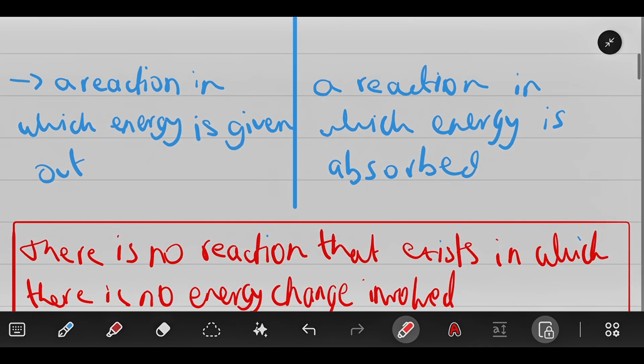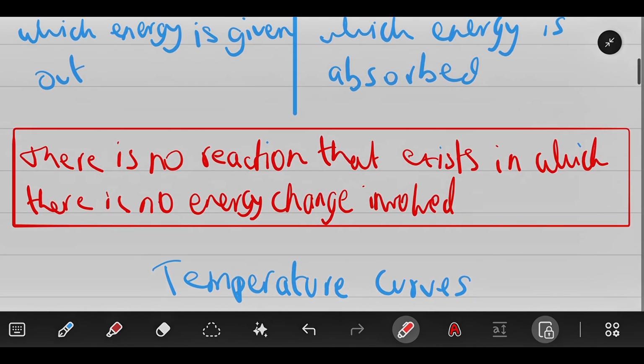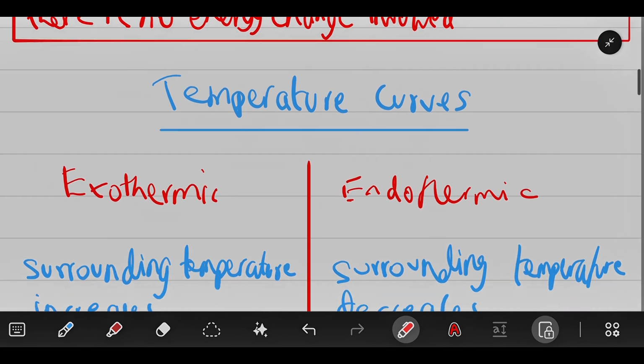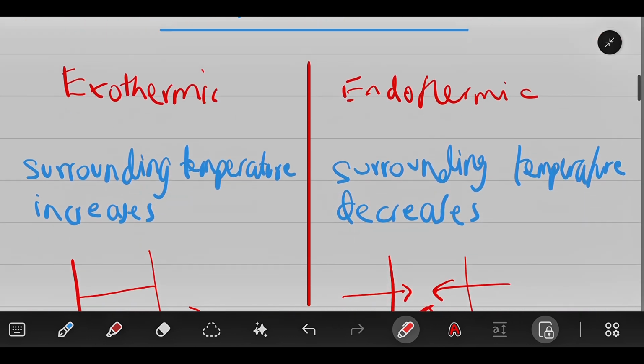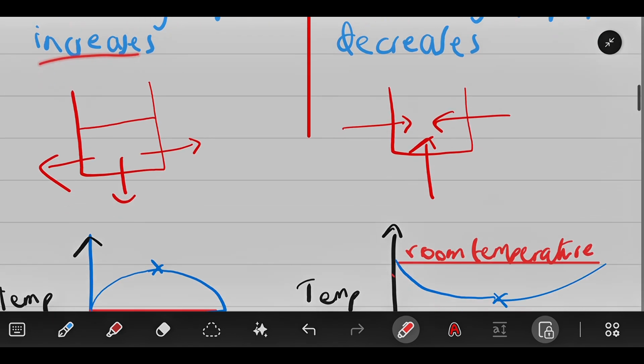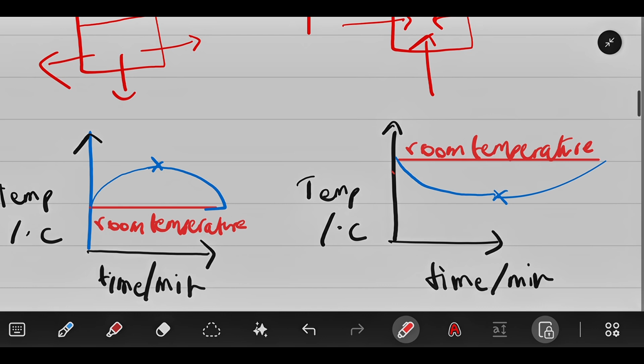Moving forward, we discussed how there is no reaction in which there is no energy change, meaning that a reaction is always either endothermic or exothermic. Moving ahead, we discussed how temperature curves work: when it is an endothermic reaction the surrounding temperature decreases, and when it is an exothermic reaction the surrounding temperature increases. In an exothermic reaction the graph increases from room temperature and then decreases back to room temperature, and in an endothermic reaction the graph decreases from room temperature and then increases back up to room temperature.